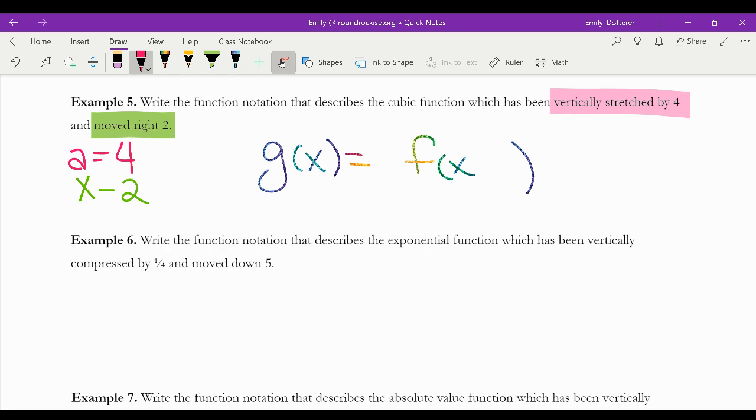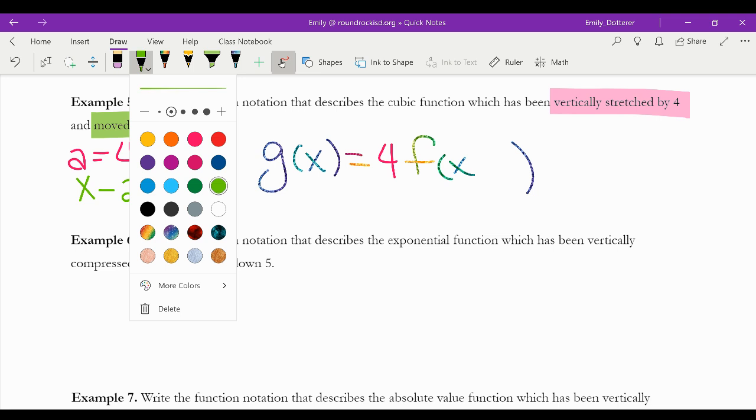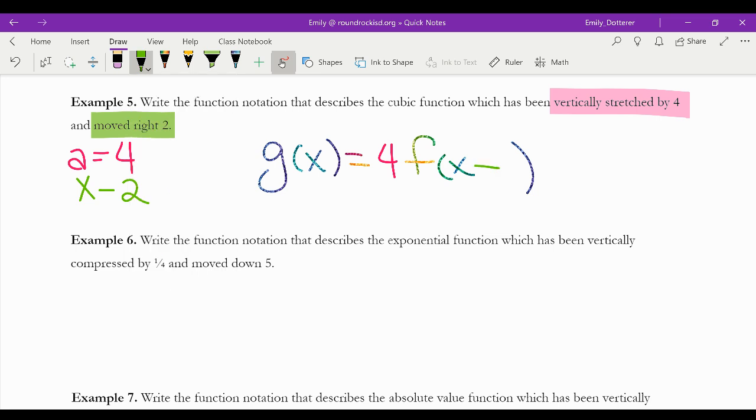The a value is 4, and we're going to have x minus 2 there. The d value is 0 since there's nothing there, so that's just going to be it. We don't have to put anything out there.